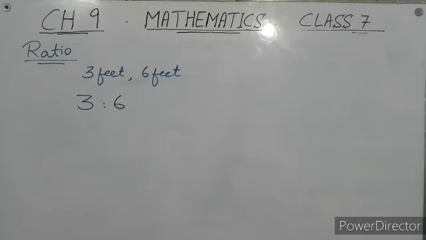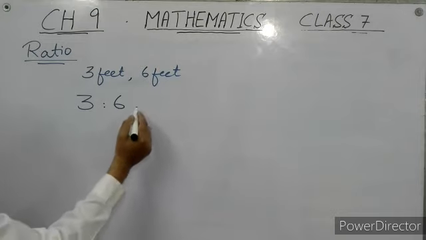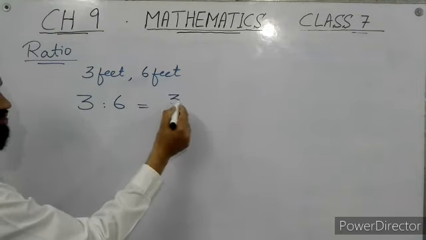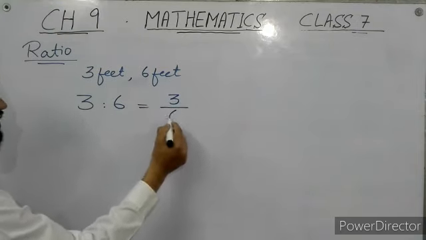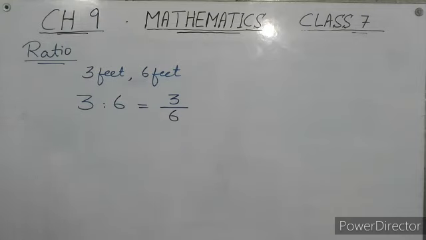3:6 and is read as 3 is to 6. 3 is the first part of the ratio, which is also called a term of the ratio. 6 is the second part of the ratio. In this ratio, we have two terms, and we know that a fraction also has two terms. So this ratio can also be written in the fractional form. First part will become numerator, second part will become denominator.